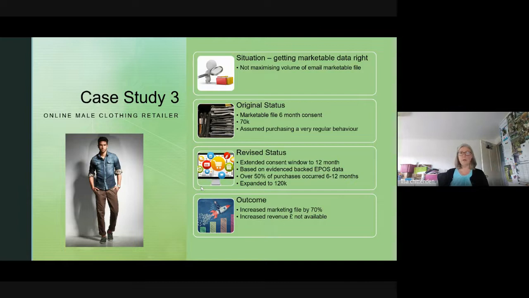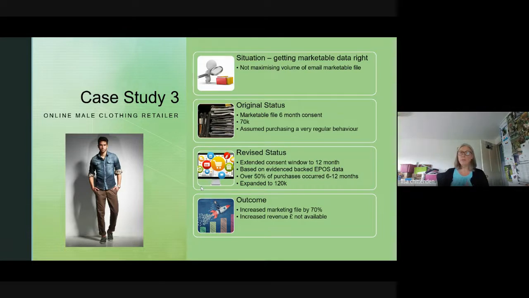They understood GDPR, and they'd had some previous advice, which was very good advice, that the file you make available, you have to justify what defines an existing customer or a newly lapsed customer. In their case, they believed that purchasing menswear was a very regular behavior. So if you purchased something in the last 6 months, you were classified as a customer. Anybody before that, they actually removed. They were being very, very cautious.